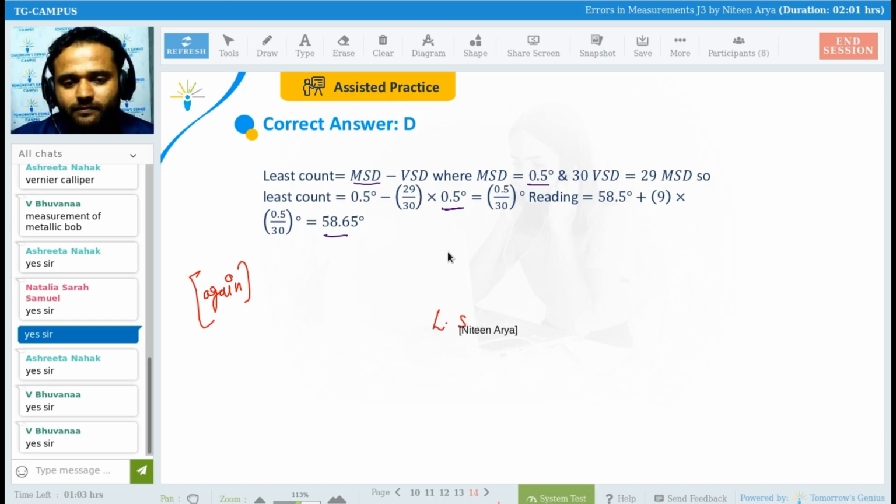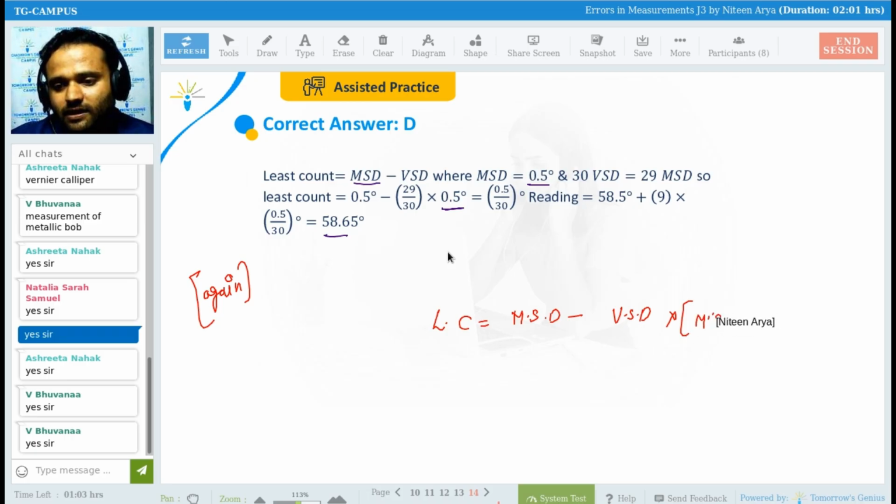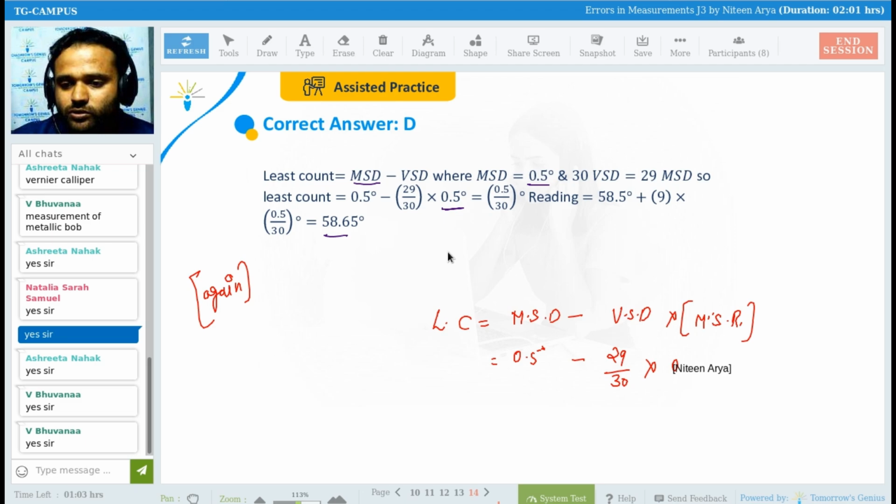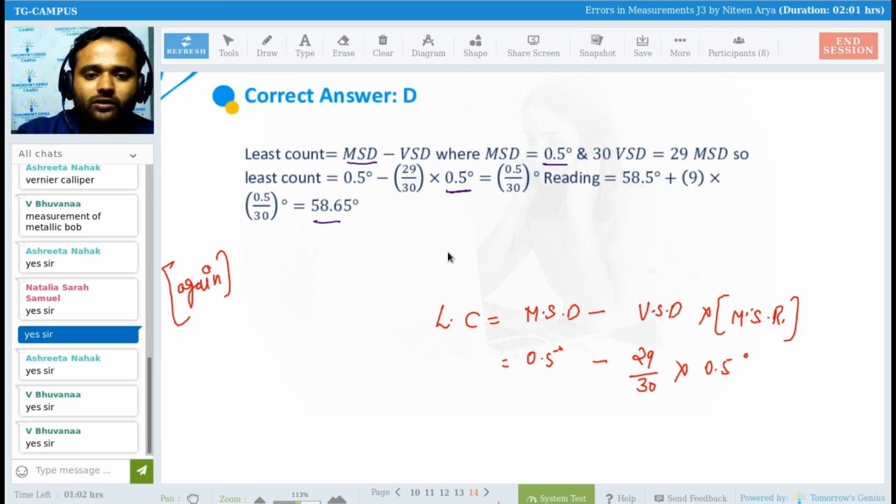So least count, LC, is the main scale division minus the vernier scale division, into that main scale reading, MSR. So that is the least count. So main scale division here is 0.5 degree minus, it is going to match with the 29 out of 30 into 0.5 degree. So that is how you can calculate your least count, LC. Is this clear with everyone?